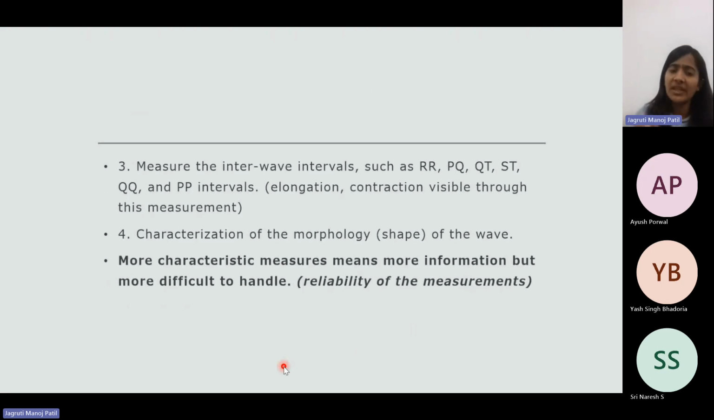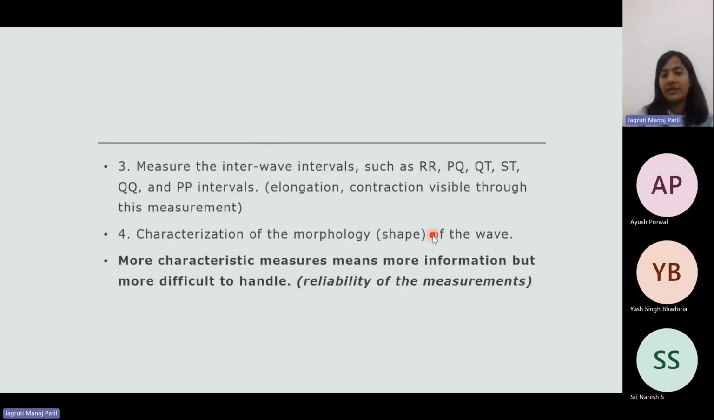Next, measure the interwave intervals, which lie in between them, from one PQRST to the other PQRST. There are the RR interval, then the PQ, QT, ST segment, QQ, PP intervals, all of those. Through these intervals, you'll be able to see some elongation and contraction, which is very visible through this measurement. That gives you a much better understanding of the variation from one heartbeat to another, how the cardiac output is changing from one cycle to another. You can also characterize the morphology, that's the shape of the waveform.